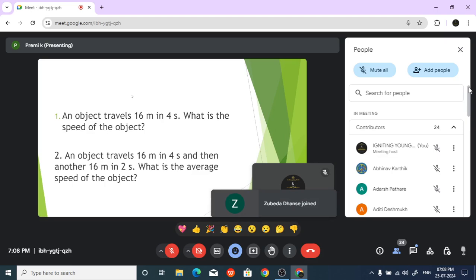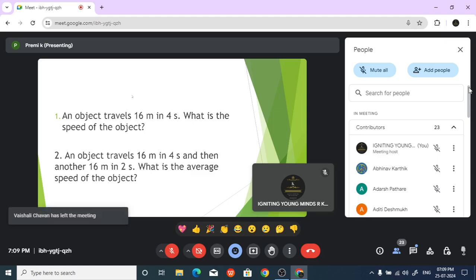Others, she may or may not be correct. What is your answer? 16 by 3. Can you explain how? Ma'am, we have to add the total distance covered in the two cases, that is 32. And the total time taken is 4 plus 2, which is 6. So if we divide, we will get 16 by 3. Final answer is 5.3.